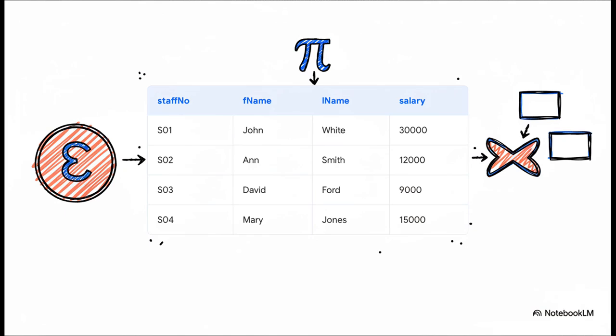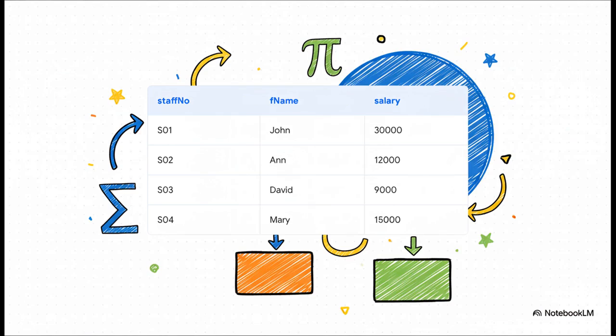Okay, back to our original staff table. Let's see what happens when we throw a projection at it. And there it is. We apply the operation pi with the columns we want, staff no, fname, salary, and we get back this new, skinnier table. It's just those three columns. We've literally sliced the data vertically to get only the info we were looking for.